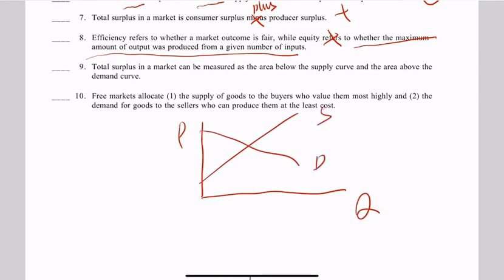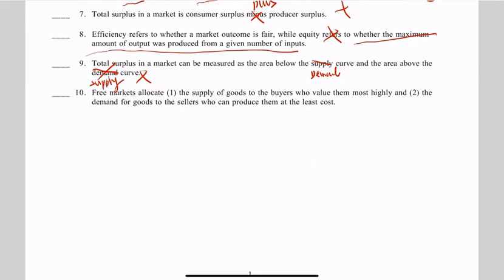Demand curve and supply curve. We know that the total surplus can be measured as the area like this. To be more precise, it's the area below the demand curve and above the supply curve. So you can see that the statement here is not correct. The correct statement should be below the demand curve and above the supply curve. Right.